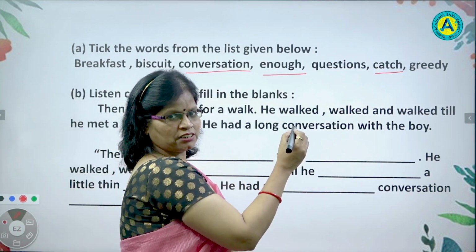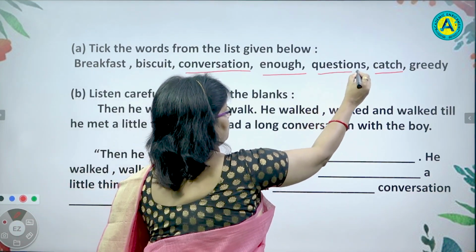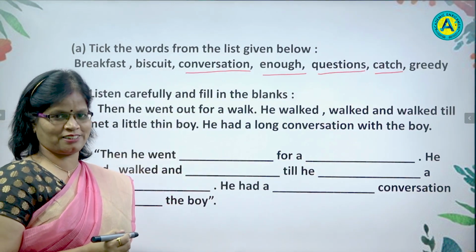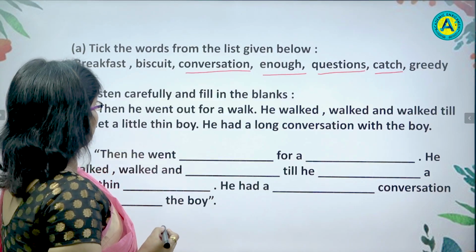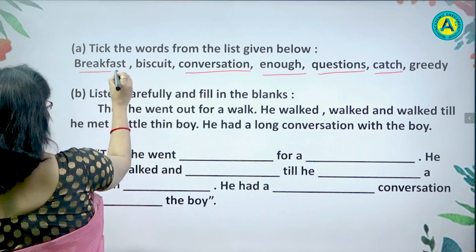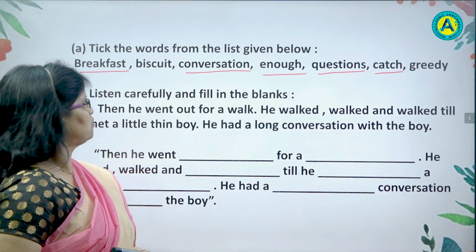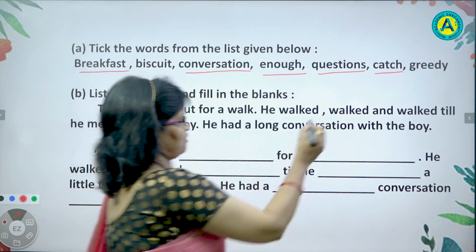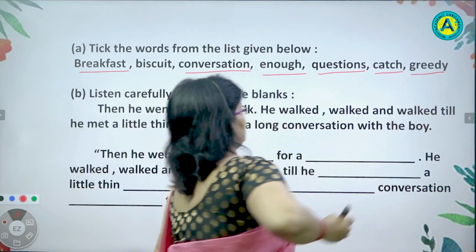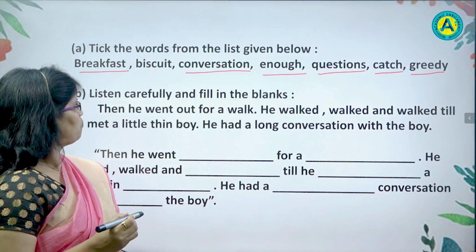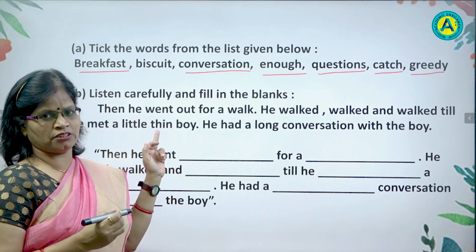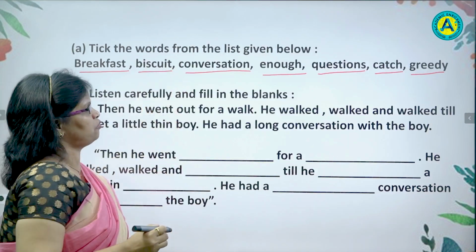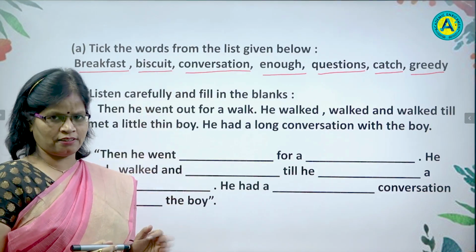Now, put a mark on questions. Yes. Questions. Now put a mark on breakfast. Where it has been written? Yes, here. Okay. Now, greedy. Yes, it is written here. Now, where it is written biscuit? The last one. Yes. So, we have completed this task.